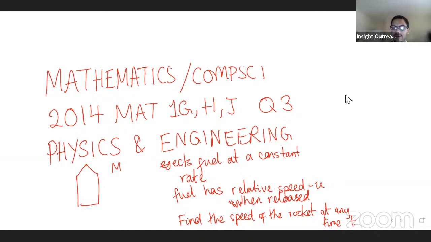So I'm going to create 2 breakout rooms. The first breakout room is maths/computer science, and the second one is physics/engineering. I've just opened the rooms, so please do go into them, and if you can, take a picture of the questions.